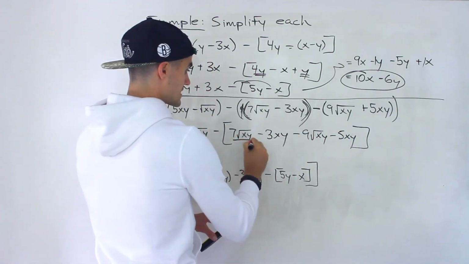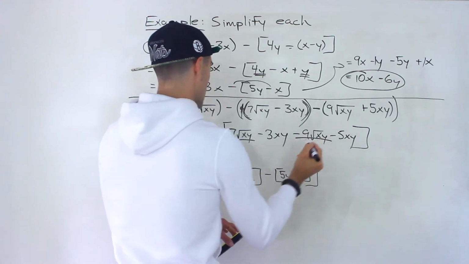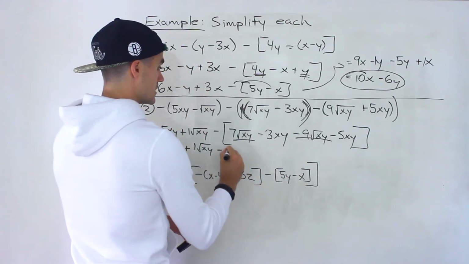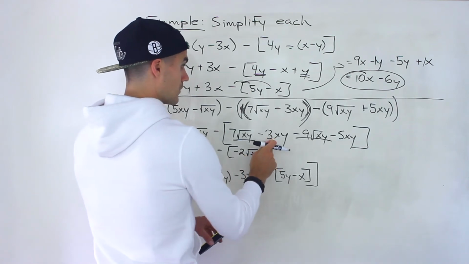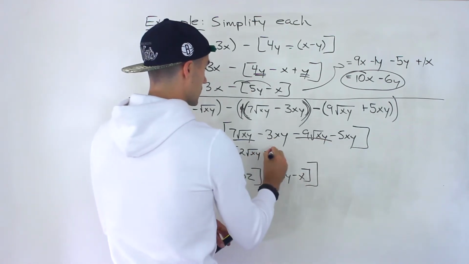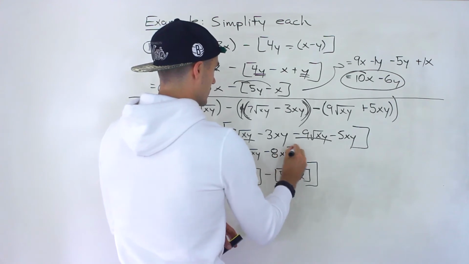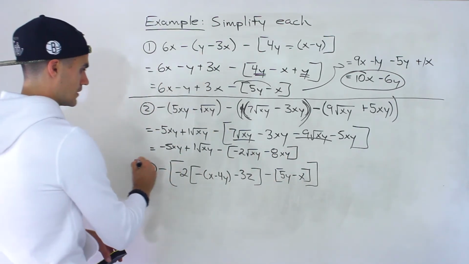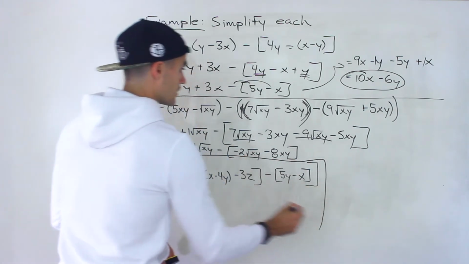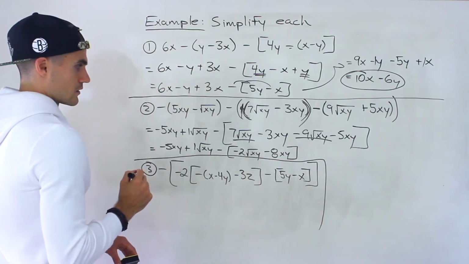So notice we got 7 root xy minus 9 root xy. That would give us negative 2 root xy. Then we got minus 3xy minus 5xy, which would give us minus 8xy, like that. Let me just block this off here.